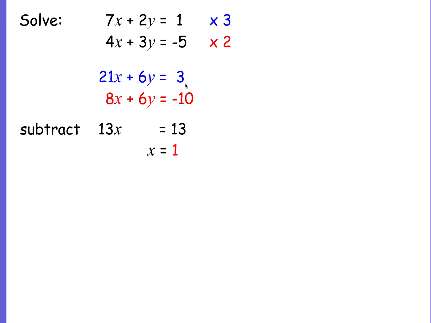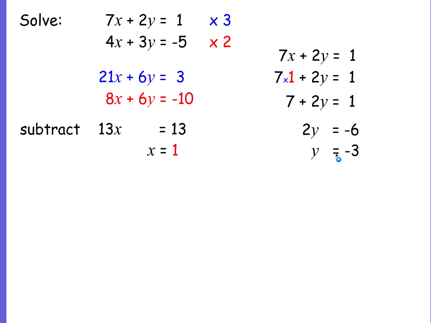X is 1. Pick any of the first two equations. Doesn't matter which. I've made here 7x plus 2y equal 1, that first equation, and made the x 1. Going to solve it. Take 7 off each side, divide through by 2. That's the solution. X is 1, y is negative 3.